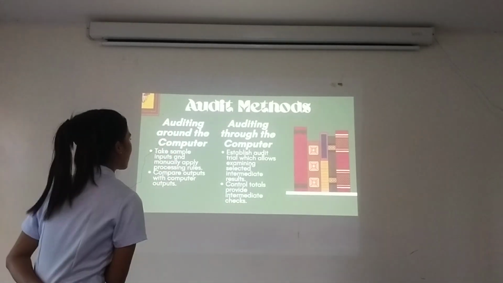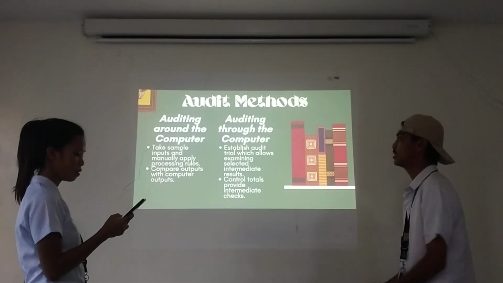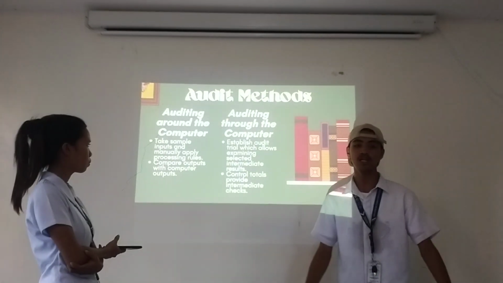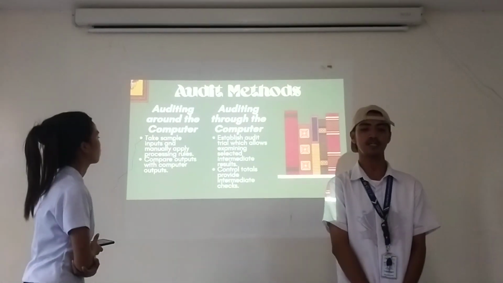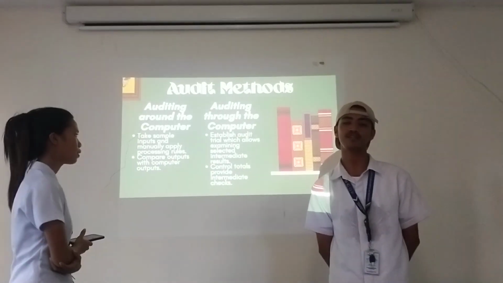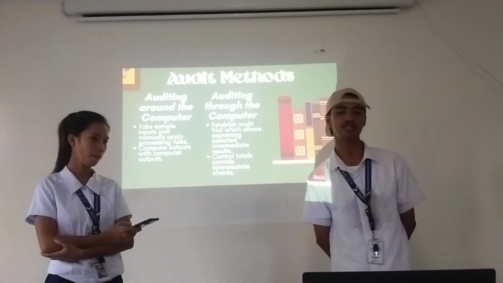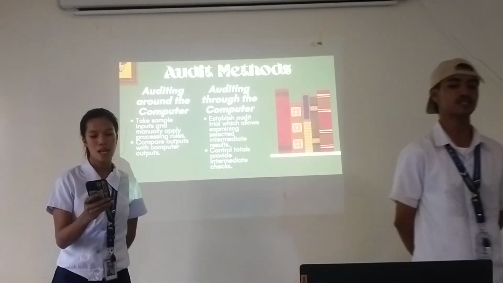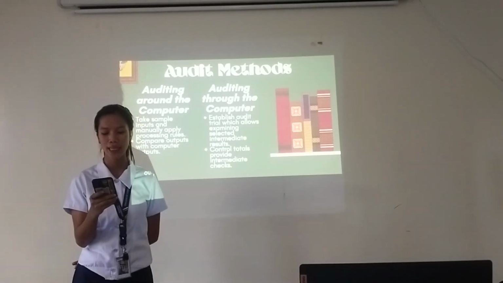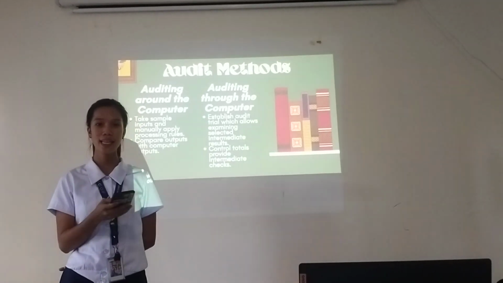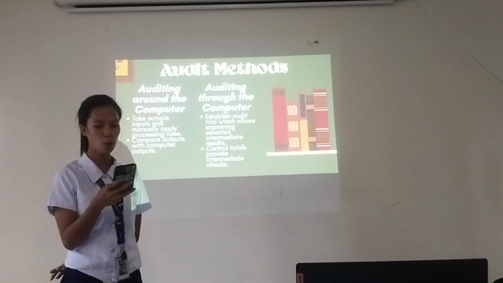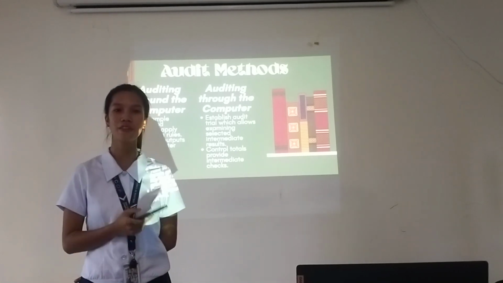analysis testing. Next is auditing through the computer. Establish audit trail, which allows examining selected intermediate results, and control totals provide intermediate checks. Auditing around the computer is when the audit team doesn't inspect IT system controls. Instead, they obtain source documentation from systems such as system reports and compare that information to the financial statements.